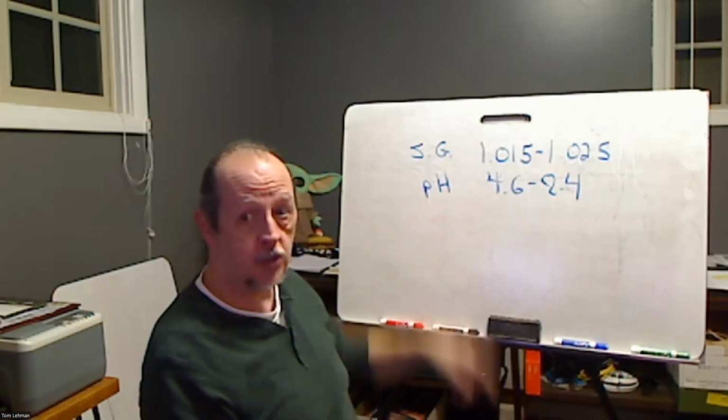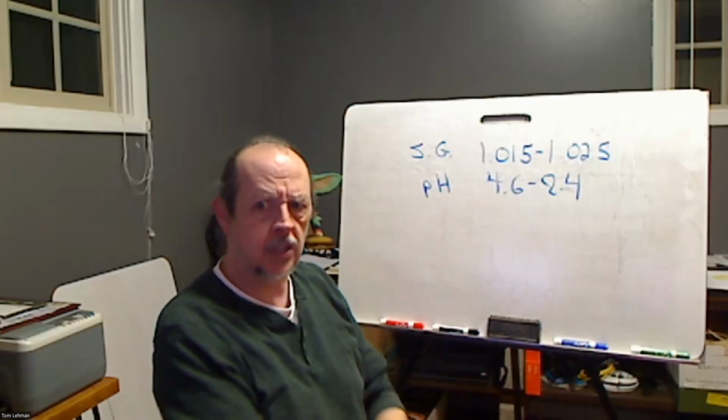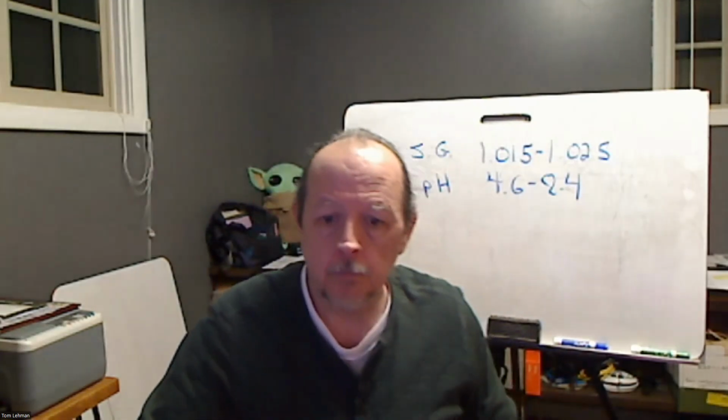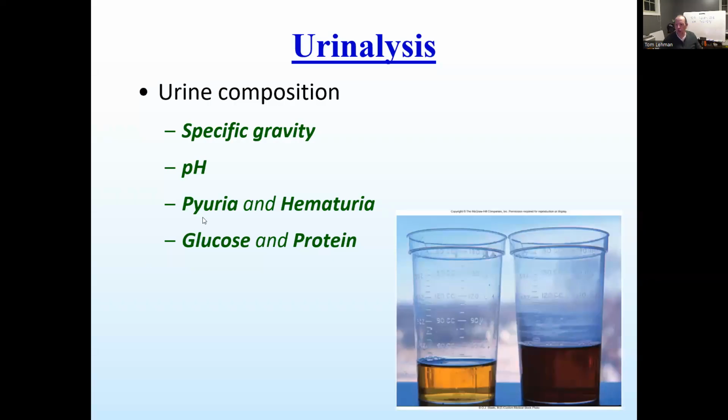Now, if it gets really low, that means your body has to work that much harder to maintain good blood pH. Something must be weird, and so we can check on that. As far as composition of urine, two other things important to look at are pyuria, which is pus, and hematuria, which is blood. Obviously, we never want to see either one of those in urine. If we find pus or blood, we're looking at either an infection or trauma.